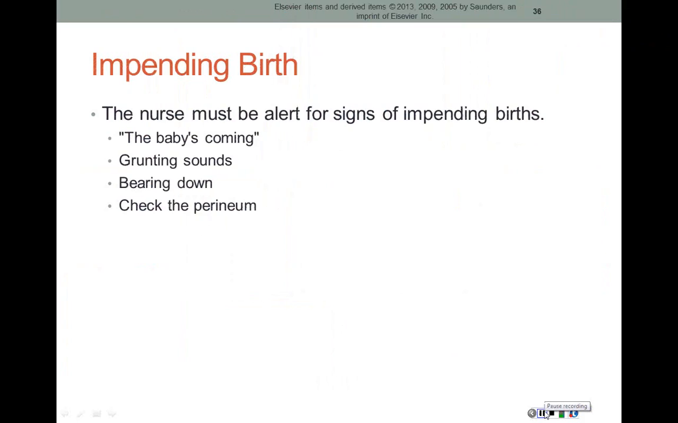Okay, so you as the nurse must be alert for signs of impending birth. That may be mom saying the baby's coming. She's grunting, she's bearing down, or she has the urge to bear down like she's going to have a bowel movement. You need to check and see if the head is coming out. If mom does a push and baby's head starts coming out, then we may want to tell mom not to push for a few minutes until we can get the obstetrician into the room so that he can be there to deliver baby.